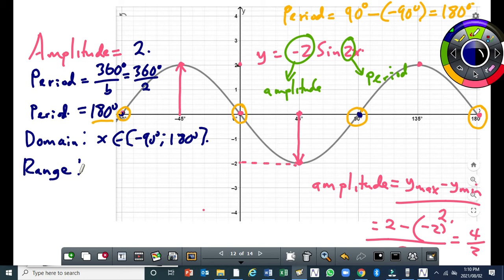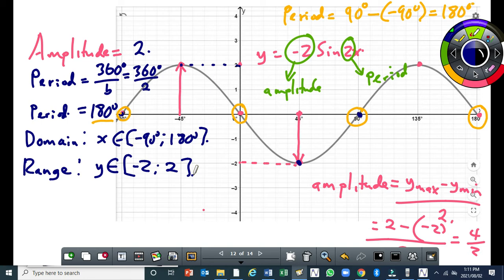You still have to talk about horizontal shift. Right? The range: our minimum value of y is here at the minimum turning point. That's negative 2. Our maximum value of y is here. That's positive 2. So that will be your range.